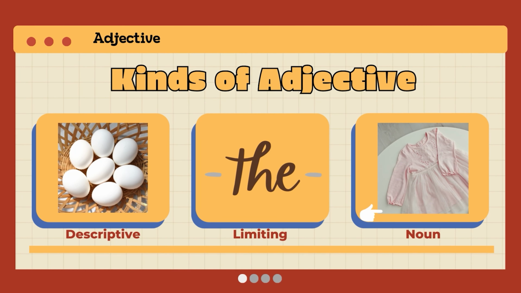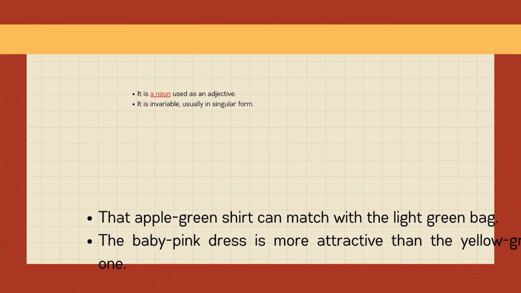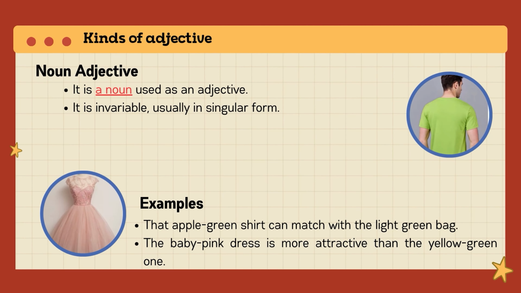The third one is the noun adjective. We all know that a noun is a person, a place, or a thing, and an adjective is a word that describes a noun. Sometimes we use a noun to describe another noun. In that case, the first noun acts as an adjective and usually is in a singular form. Let us see in the examples.